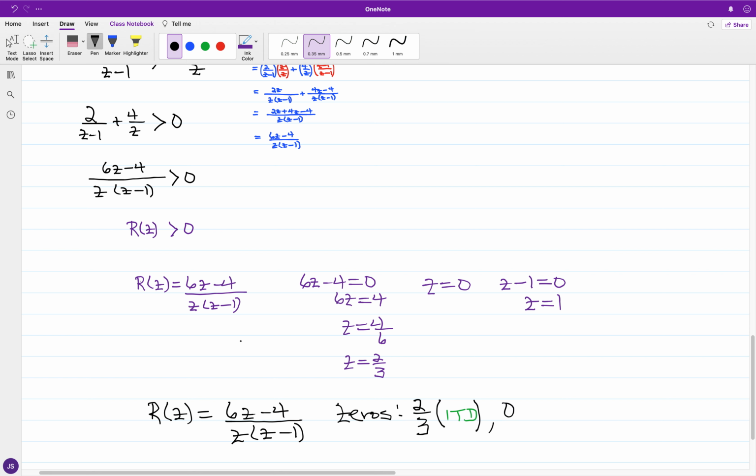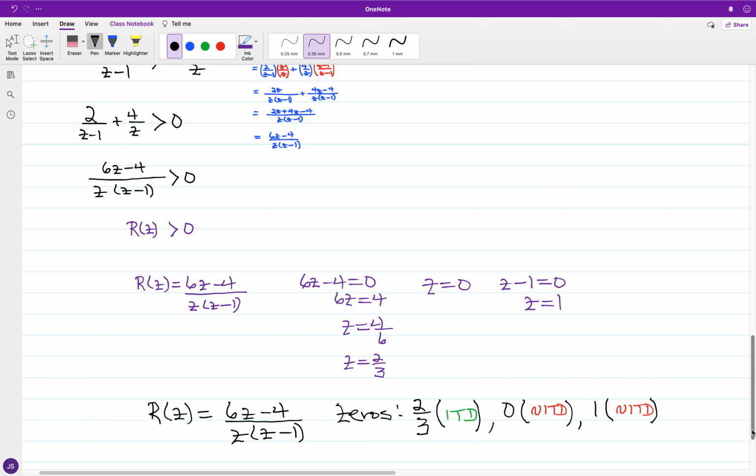And 0 stems from z, which is in the denominator, so that is not in the domain. Same thing for 1. This comes from the denominator factor z minus 1. So again, not in the domain.